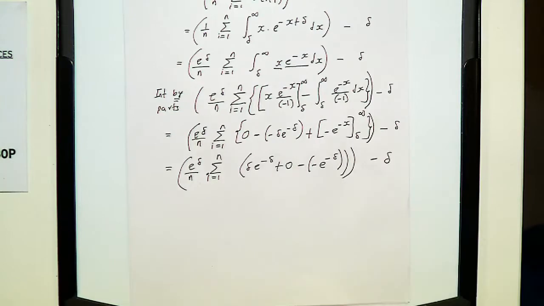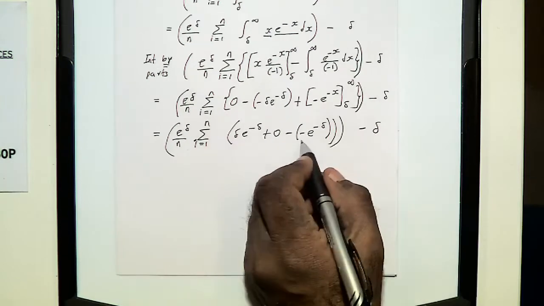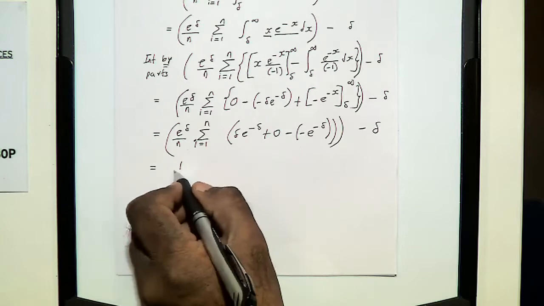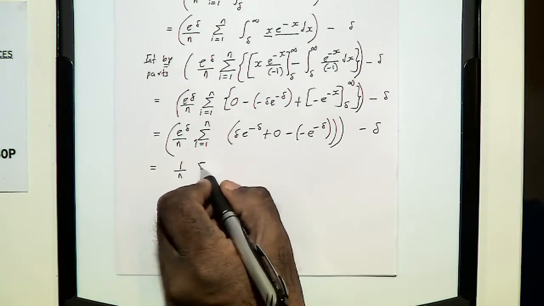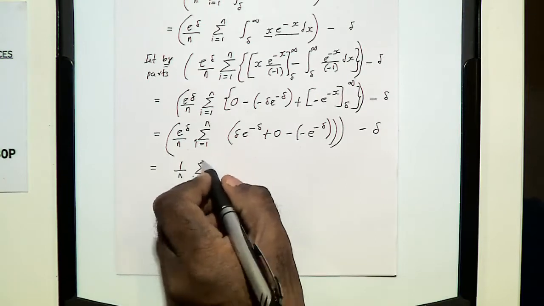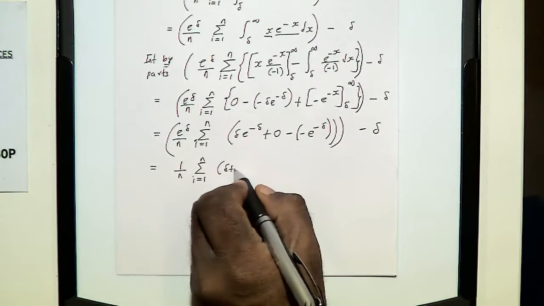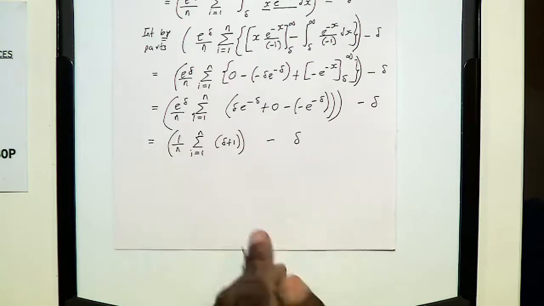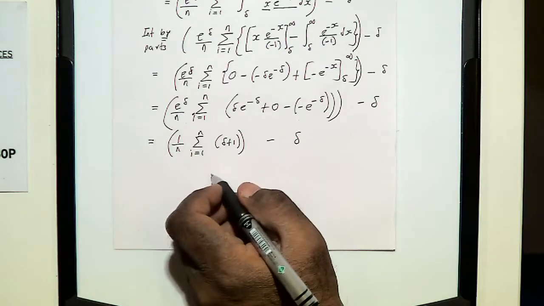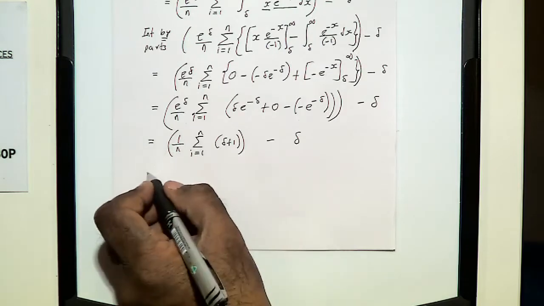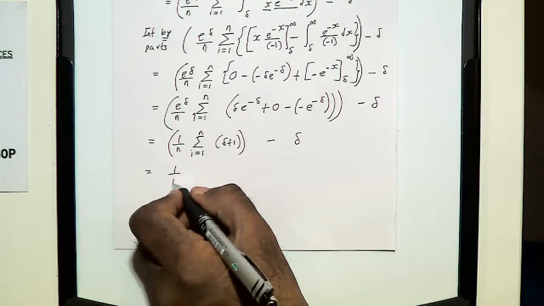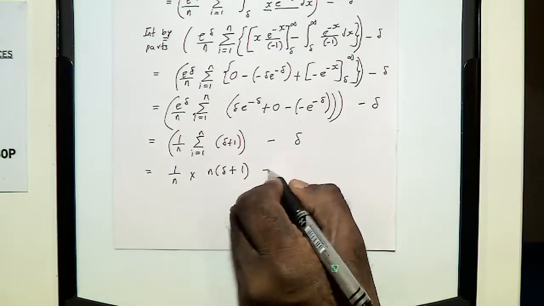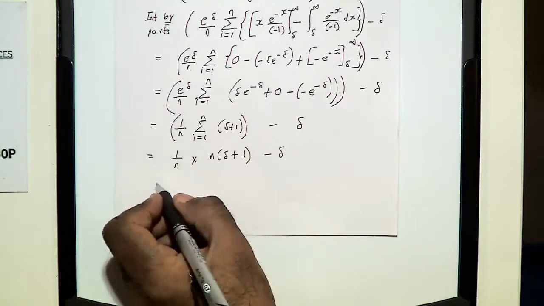Like this, all right? Minus minus is plus, so it becomes delta plus 1, and what you have is the sum of delta plus 1 minus delta. Now the sum of a constant is n times the constant. So what you have is 1 over n times n times delta plus 1 minus delta, which is equal to 1.